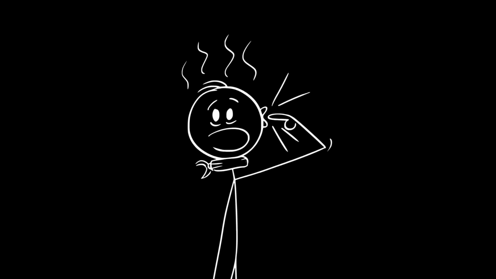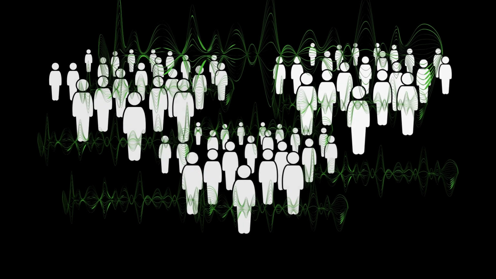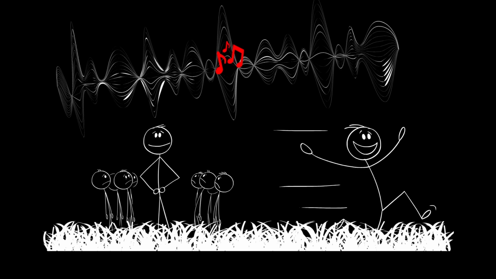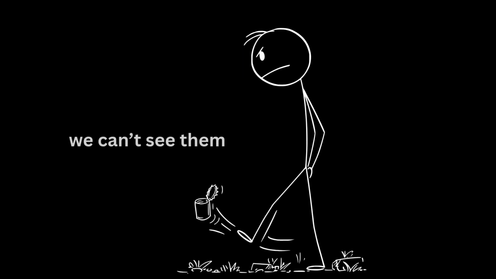Here's the crazy part. These invisible waves are all around us. They're flying through the air right now, carrying music, Wi-Fi, TV shows, phone calls, everything. But we can't see them because they're invisible ripples, moving super fast.